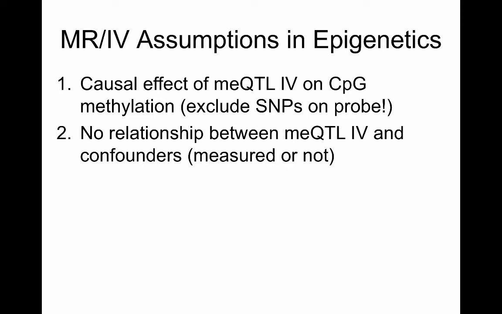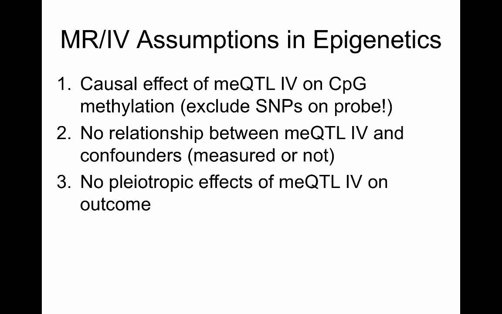Finally, and this is the one I've highlighted before, please do your due diligence as far as testing for pleiotropy, because at this point we do not know what other effects your MeQTL can have. And if we do not properly account for that, our estimates would be biased. We don't want that.